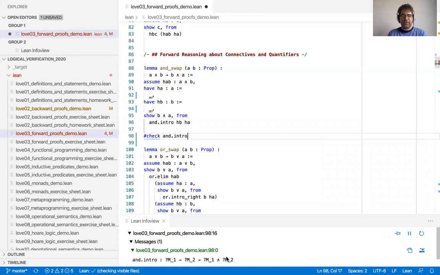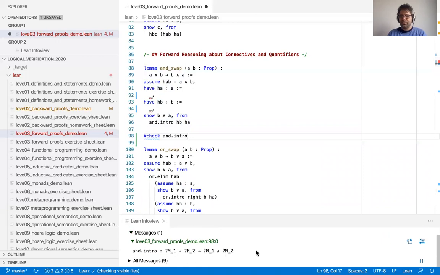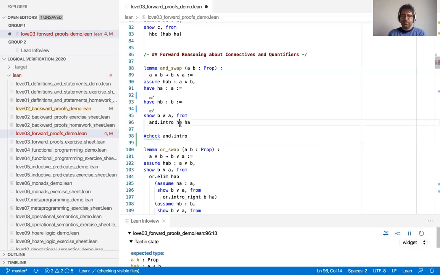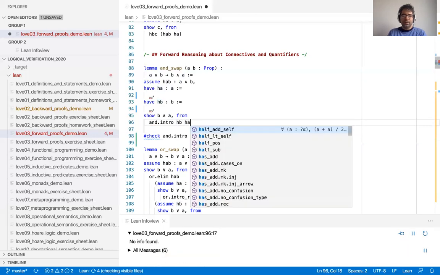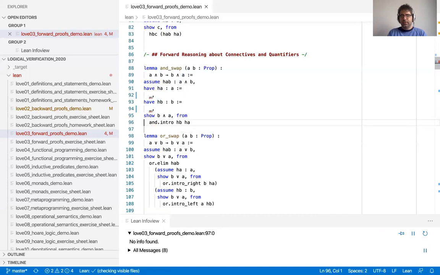Right? This is what we see here at the bottom. M1, M2, M1, M2. All right, so you have to provide them in the right order. That's it, B before A. Right? If I put A before B, it wouldn't work. Okay, and we're lucky the proof still compiles.